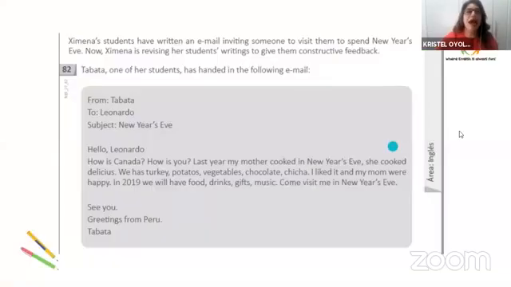So here we have Jimena, a teacher, and this teacher has requested her students to write an email inviting a person to visit the student to spend New Year, and Tabata has written this.